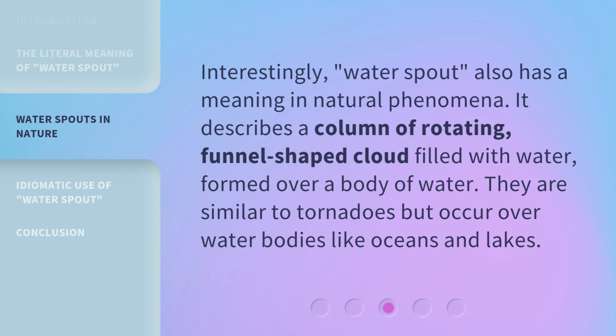Interestingly, water spout also has a meaning in natural phenomena. It describes a column of rotating, funnel-shaped cloud filled with water, formed over a body of water. They are similar to tornadoes but occur over water bodies like oceans and lakes.